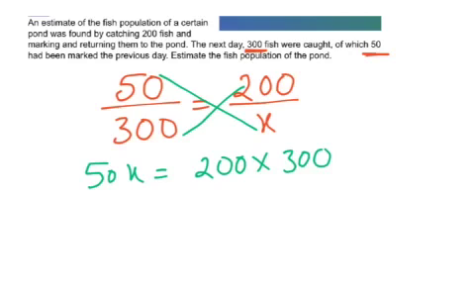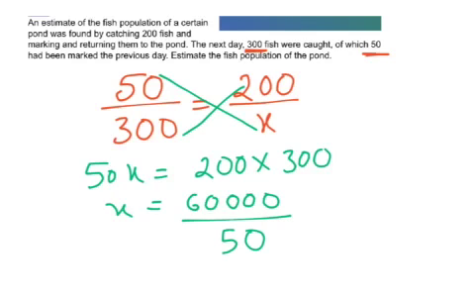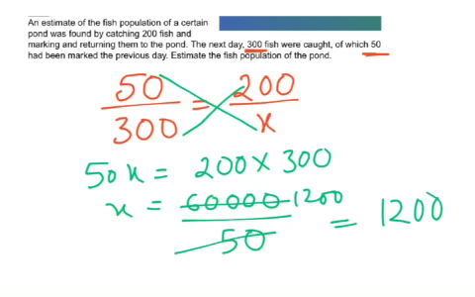That means 200 into 300, that's about 60,000. Then x equal to 60,000 by 50. So 5 1 is 5, and 12 zeros, 1200. So we get the answer again, x equal to 1200.